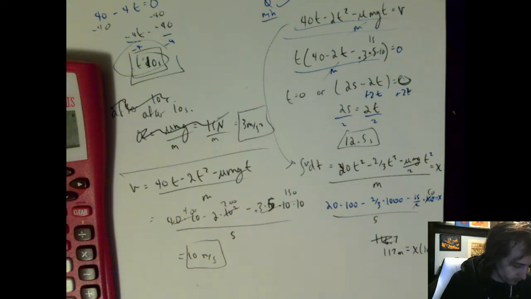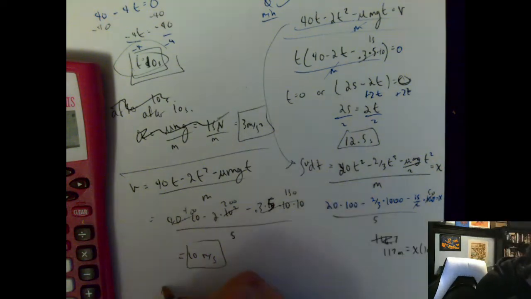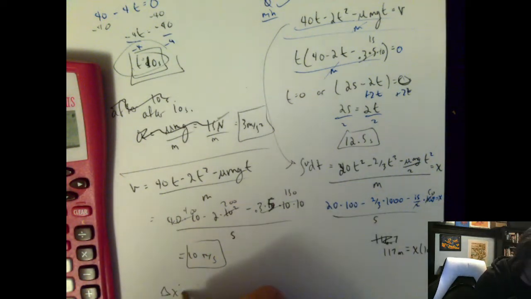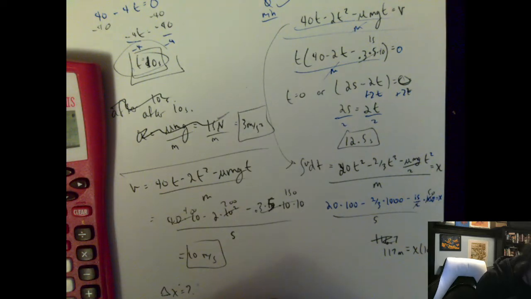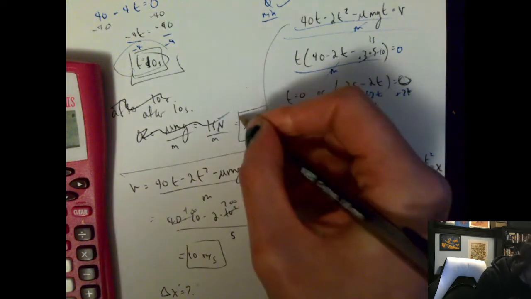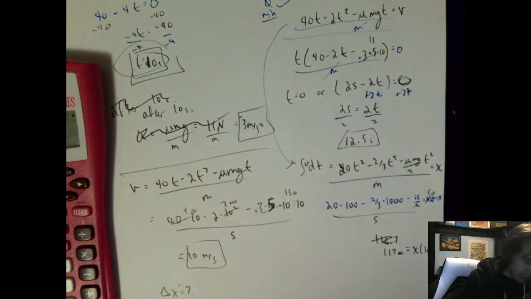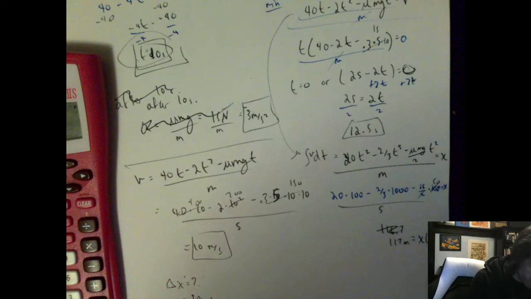So now what I can do is find my displacement for the second section, using that my initial velocity for the second section is 10 meters per second. My final velocity for the second section is 0. My acceleration for the second section is negative 3 meters per second squared. This needs to be negative because it's going backwards. And then it's just a kinematics equation.